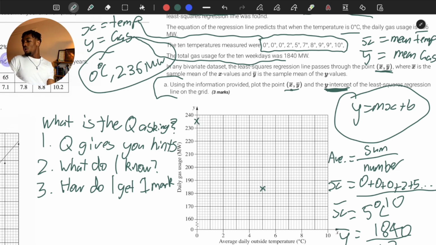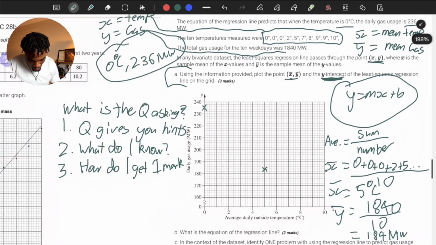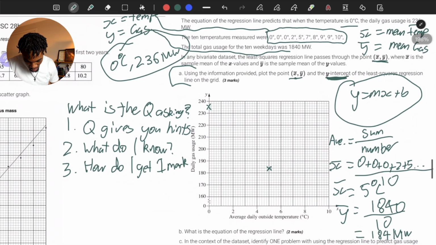All that's left is now I just have to draw a ruler, or if I can find a ruler. Right, let's just freehand this. Obviously, you wouldn't freehand it in the HSC. But let's do something like this. And that's going to be our least squares regression line.